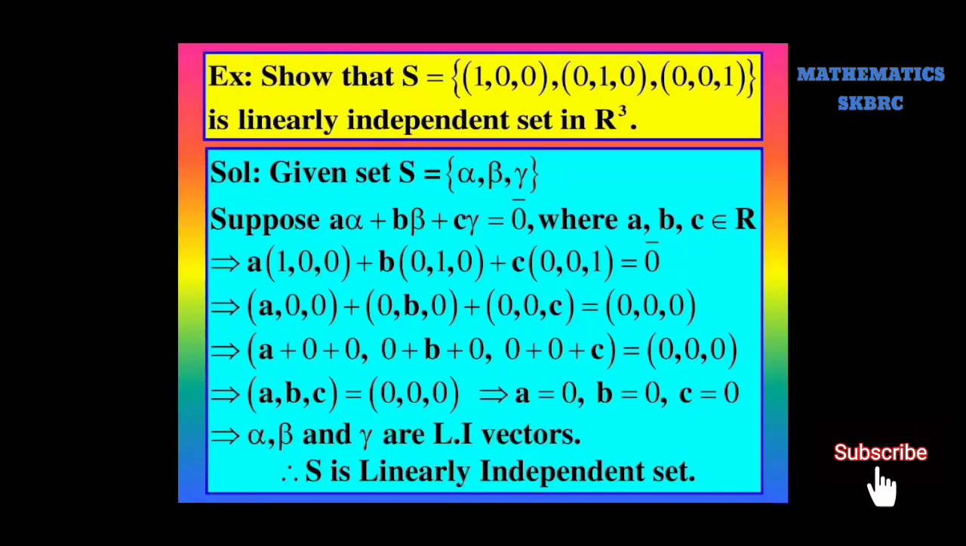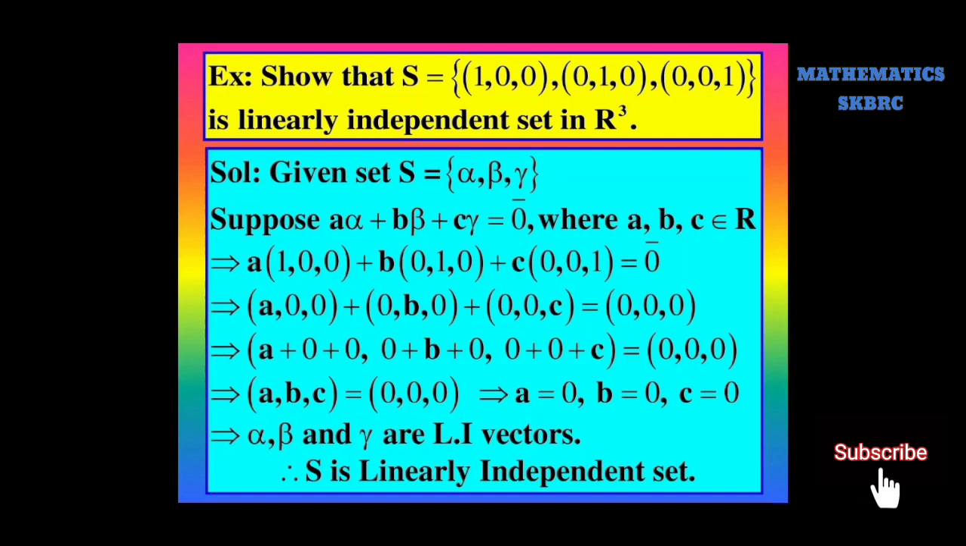Similar example: show that the set S = {(1,0,0), (0,1,0), (0,0,1)} is a linearly independent set in 3-dimensional space R3. Given set S = {α, β, γ}, where α = (1,0,0), β = (0,1,0), γ = (0,0,1).